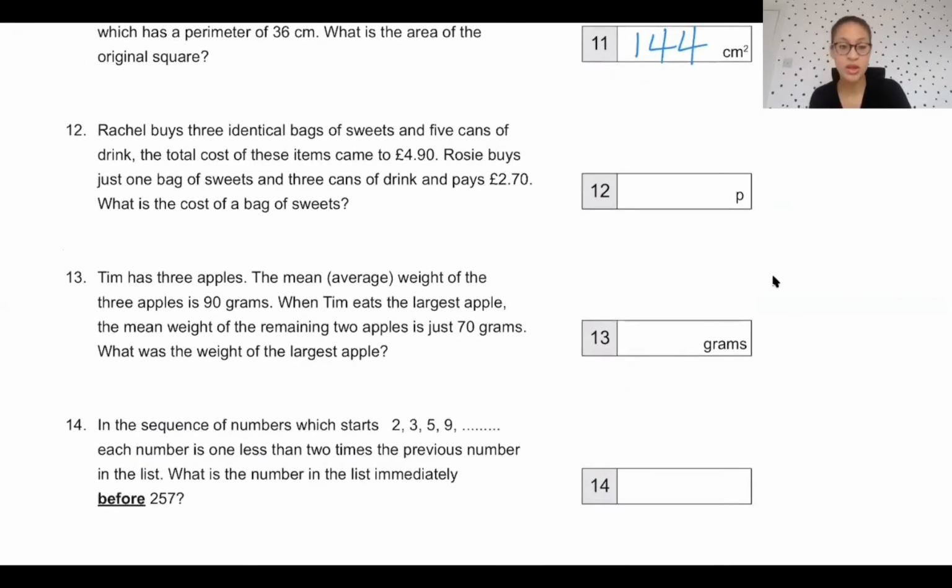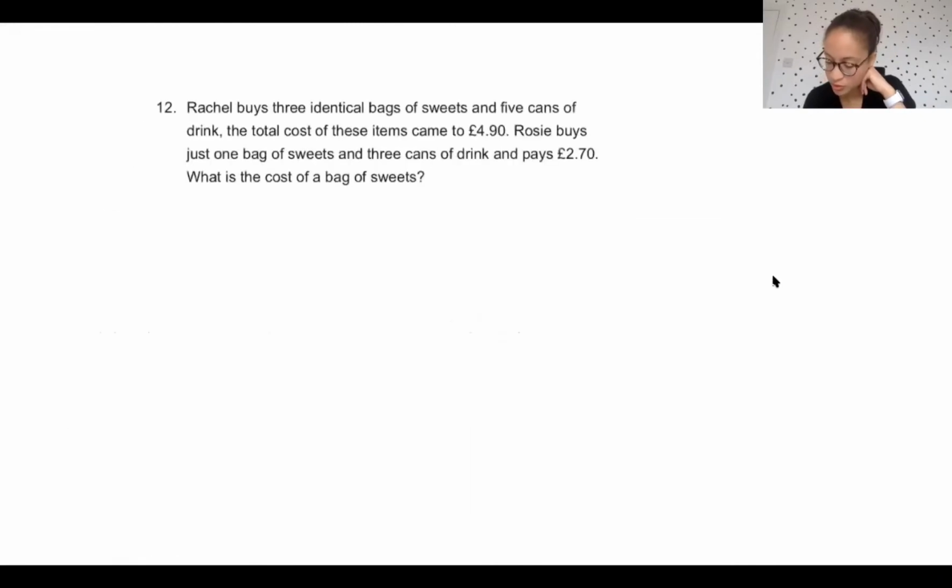Okay, there's another question where I'm going to need some room, I think. So Rachel buys 3 identical bags of sweets and 5 cans of drink. The total cost of these items came to £4.90. Rosie buys just 1 bag of sweets and 3 cans of drink and pays £2.70. What is the cost of a bag of sweets? I'm going to go onto my other page, so you've got some more room.